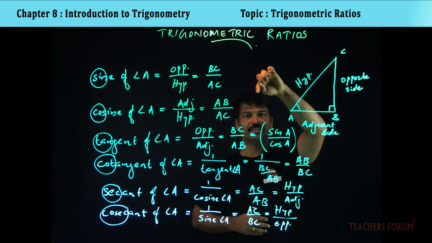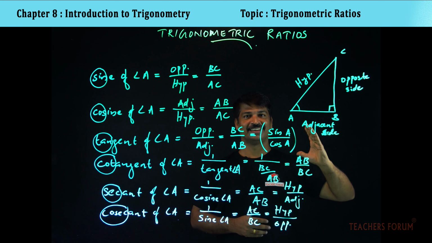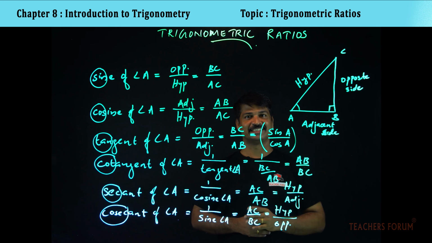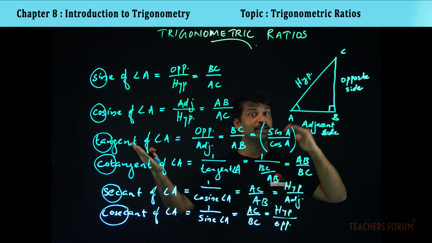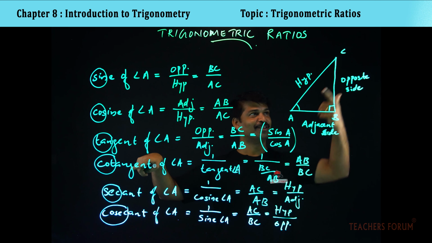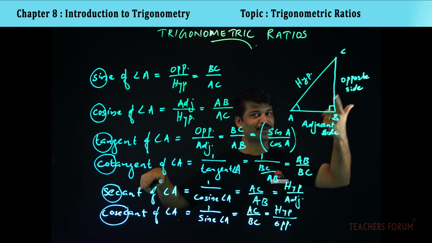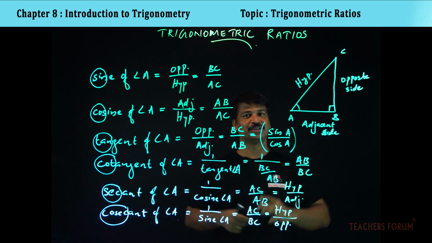Then what will be tan? Tan will be sin by cos. Sin A by cos A. That is opposite side by adjacent side. If you know what tan is, you can find out cot. What is cot? Reciprocal of tan. Opposite side by adjacent side was tan. Then what will be cot? Reciprocal. Adjacent side by opposite side.